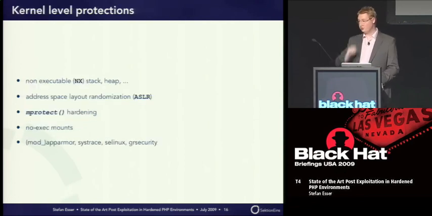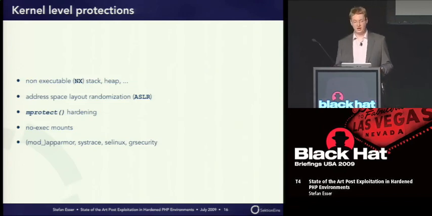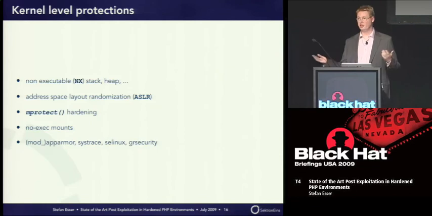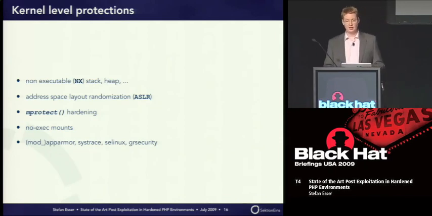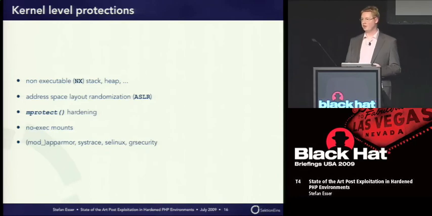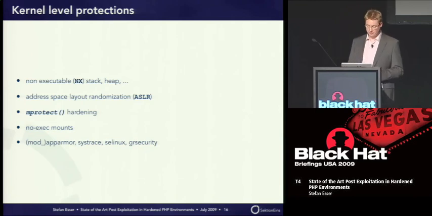The last protection that you will face as an attacker are the kernel level protections. Of course, there's the non-executable stack, heap and data. You have address space layout randomization, which basically means that the mapped memory is not mapped at a predictable location, but at random locations. And you have a hardening of the mprotect function, so the idea is that once you have writable memory, you cannot make it executable anymore, which doesn't work on all platforms.